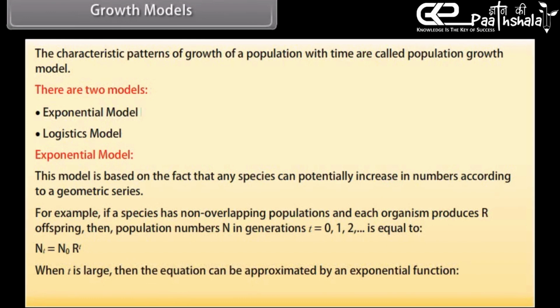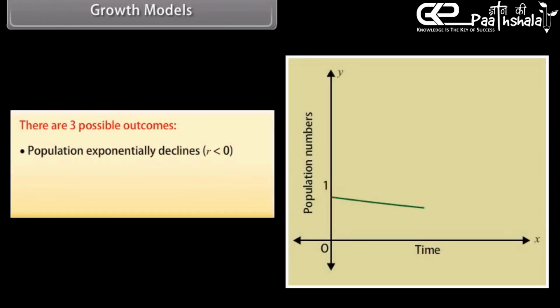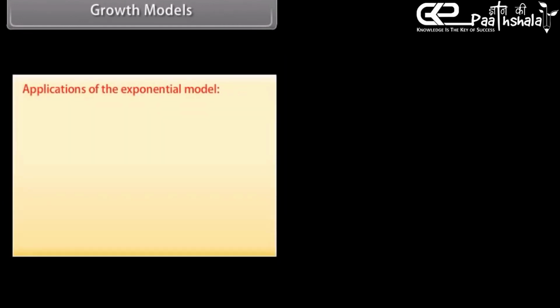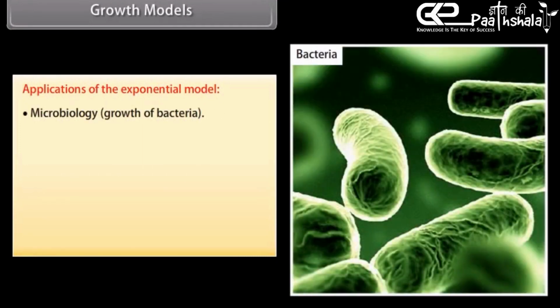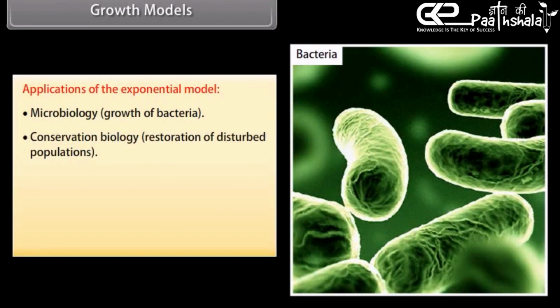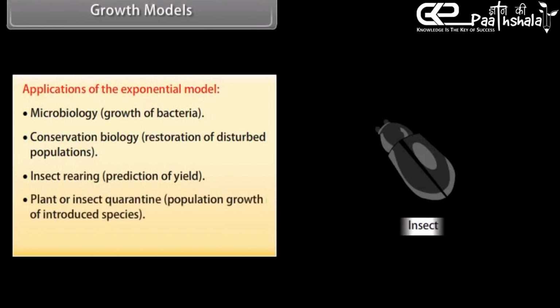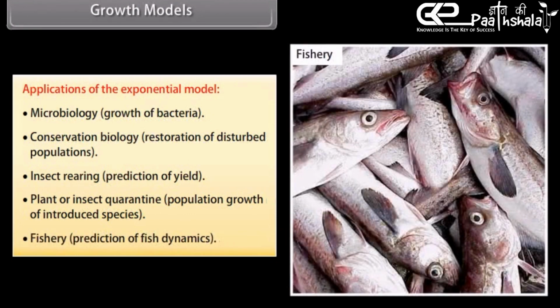When T is large, then the equation can be approximated by an exponential function. Nt equals N0 e^rt. There are three possible outcomes: population exponentially declines, population exponentially increases, population does not change. Applications of the exponential model: microbiology, growth of bacteria; conservation biology, restoration of disturbed populations; insect rearing, prediction of yield; plant or insect quarantine, population growth of introduced species; fishery, prediction of fish dynamics.